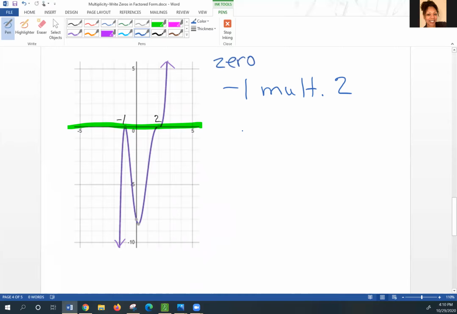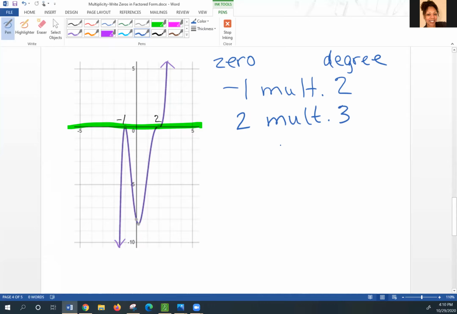The first number I'm writing is the 0. The second number represents my degree. Going across, I have a 2. 2 has a multiplicity of 3. How do I know that? Because it's a snake. Snake has the rule that it's going to have a multiplicity of 3. So those were the only 2 zeros that I saw on my x-axis.